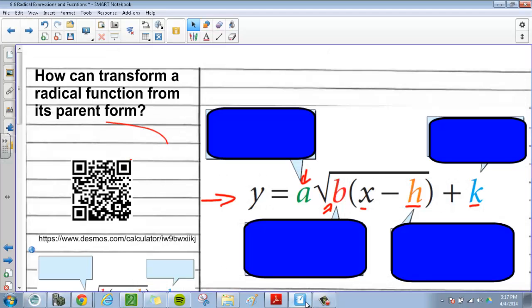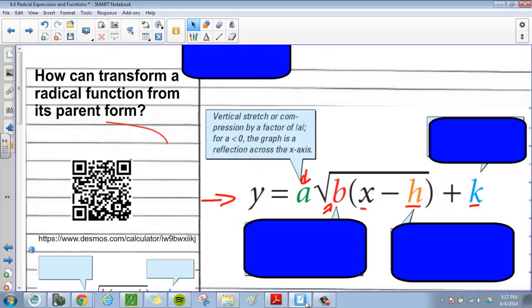So if we go back to our notes, this is what the a is actually doing. It's doing a vertical stretch or compression, stretching it really vertically or compressing it down. For when a is less than 0, the graph is reflected across the x-axis. That's why it flips upside down when it goes over the x-axis. That's what's going on when it's negative. So that's kind of what the a does.